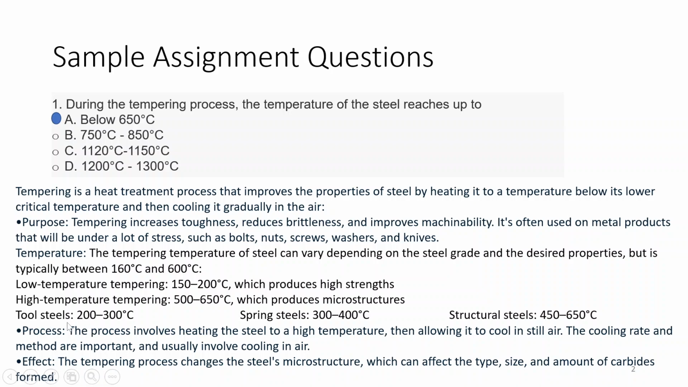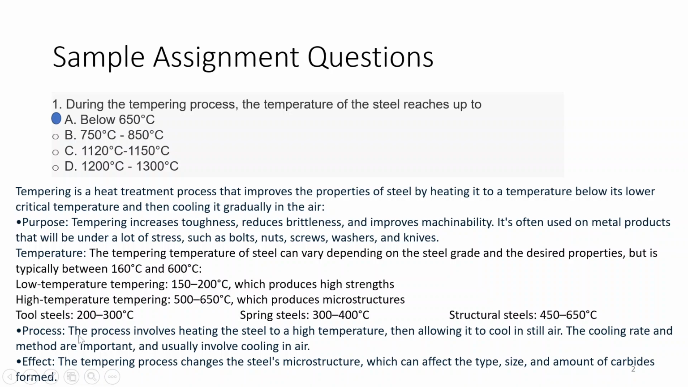Tool steels are tempered between 200 and 300 degrees Celsius. Spring steels are tempered between 300 and 400 degrees Celsius. Structural steels are tempered between 450 to 650 degrees Celsius.